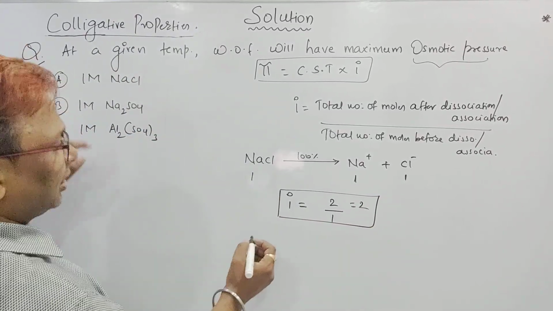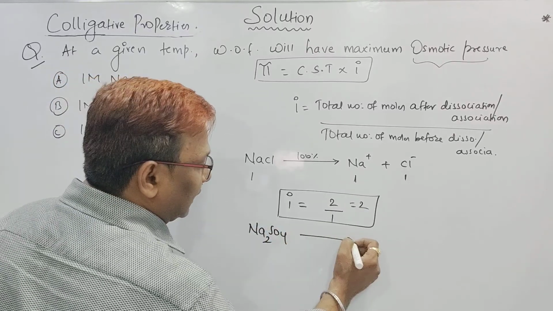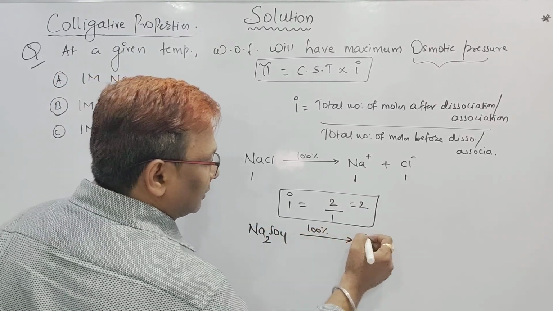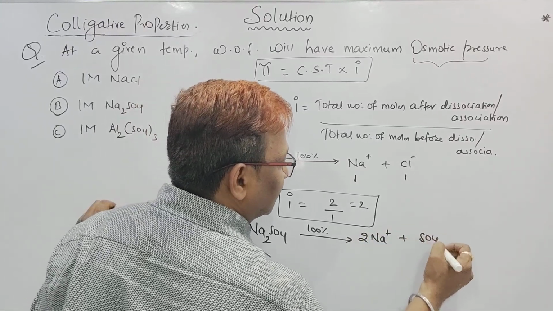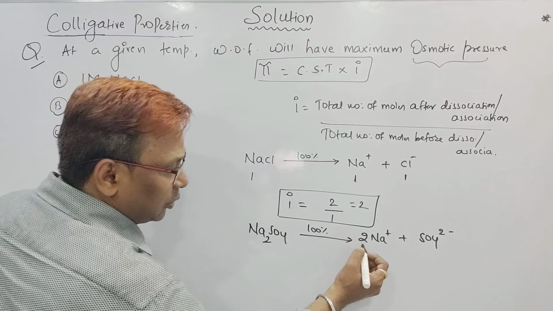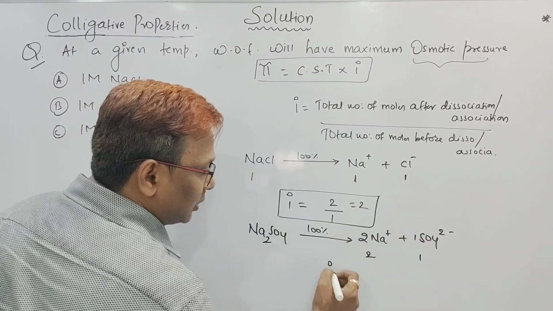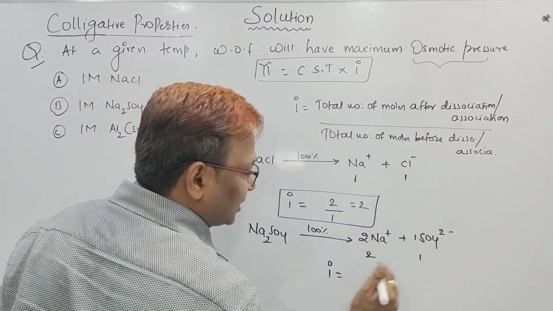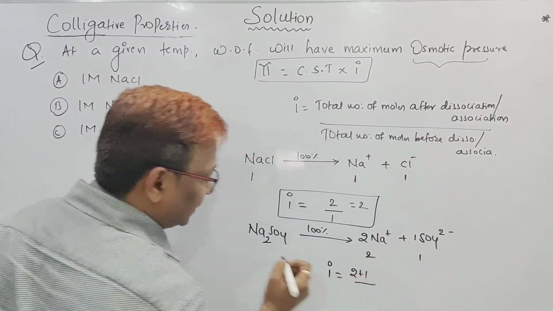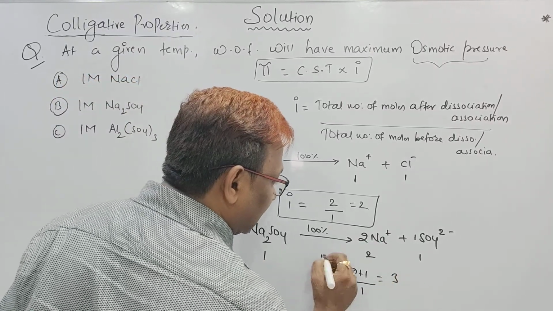Sir, take the example of Na2SO4. When it is 100% ionized, how will it ionize? 2 moles of Na+, 1 mole of sulfate radical. So how many moles, sir? 2. And 1 coefficient means 1 mole. So i is equal to total number of moles after dissociation, 2 plus 1, 3, divided by initially 1 mole of the compound. So 3 by 1, i value is equal to 3.